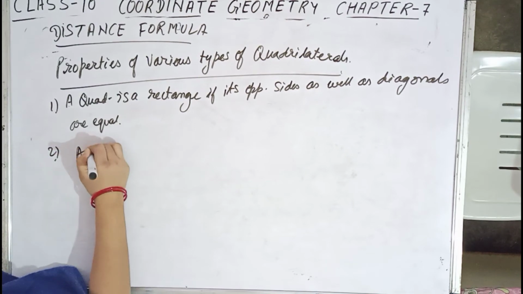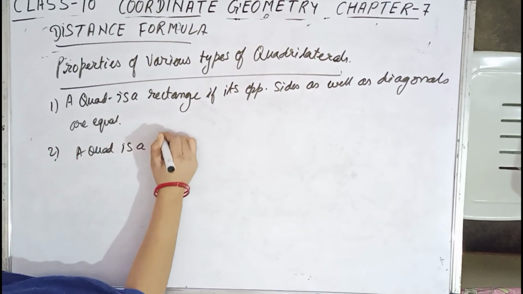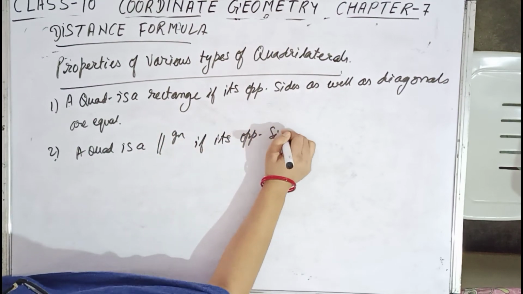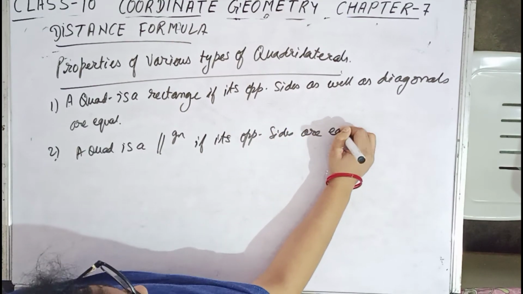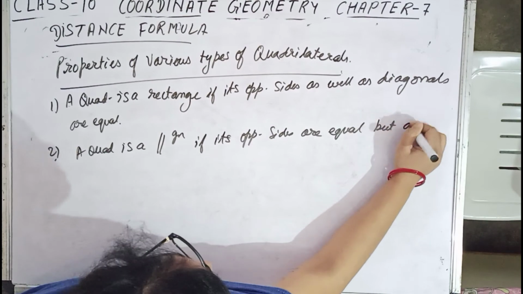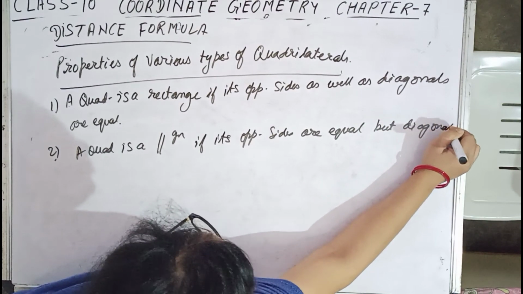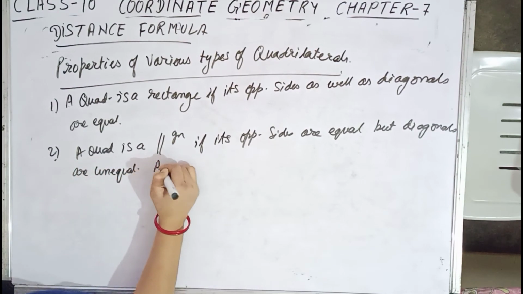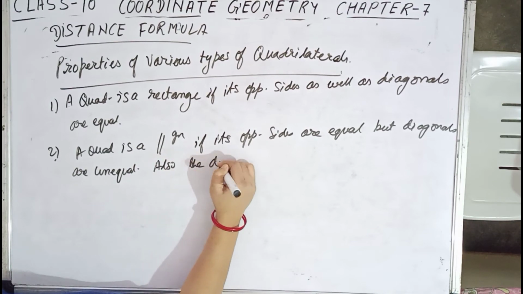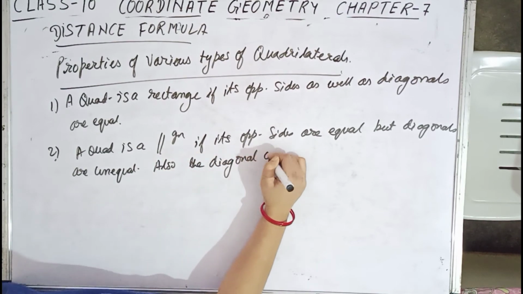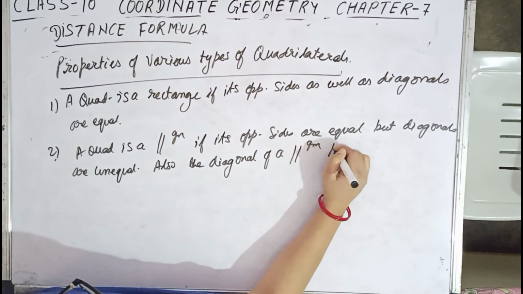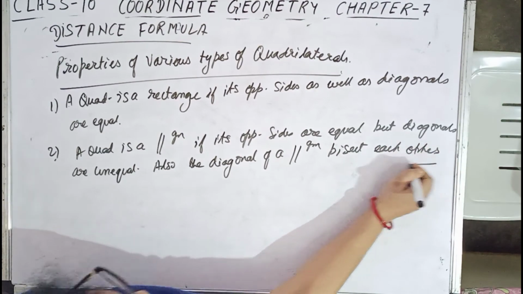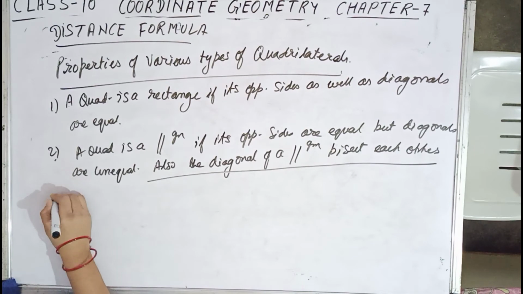Number 2, a quadrilateral is a parallelogram if its opposite sides are equal but diagonals are unequal. Also, the diagonals of a parallelogram bisect each other, and based on this property we get two mark sums also.